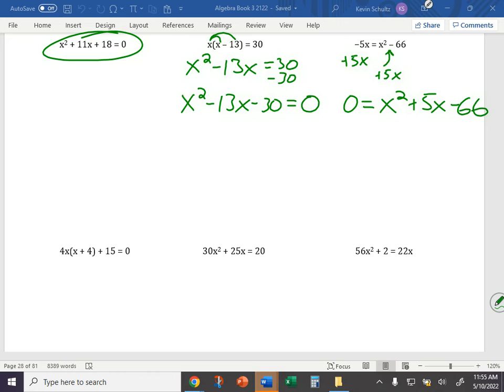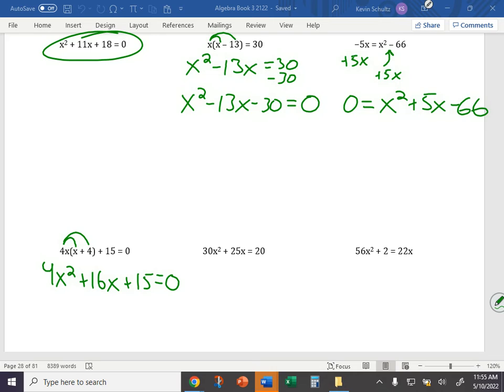The bottom, similar to the second one that we did there, we're going to have to distribute that 4x into parentheses first. So that's going to give us 4x squared plus 16x. And then our constant of 15 equals 0. We don't have to do anything more. That is in standard form.